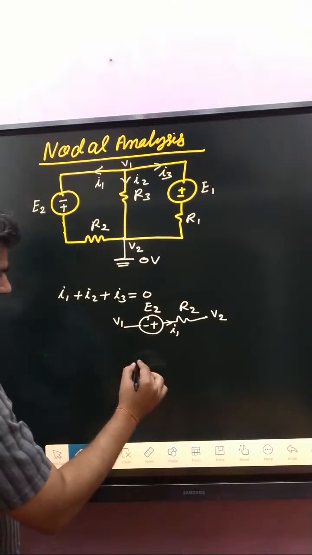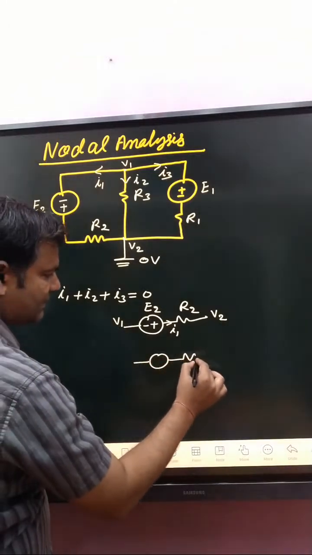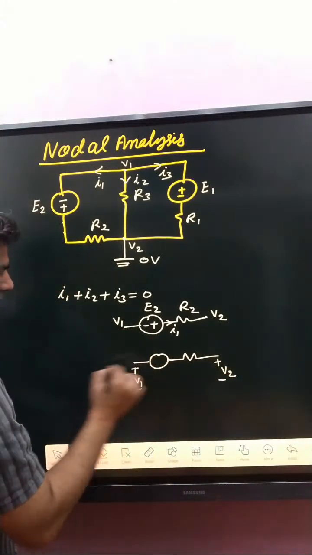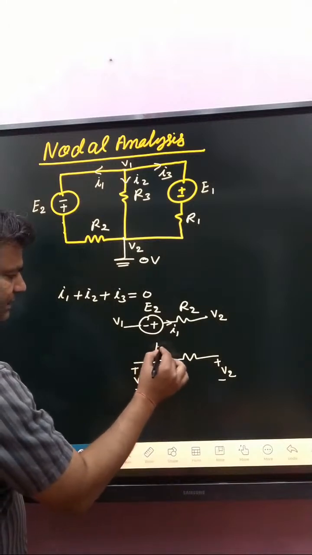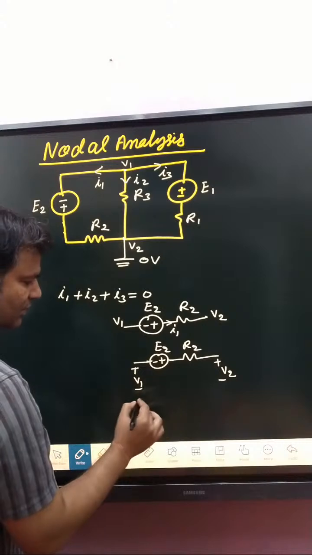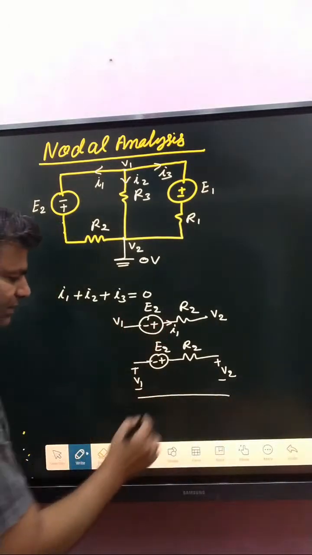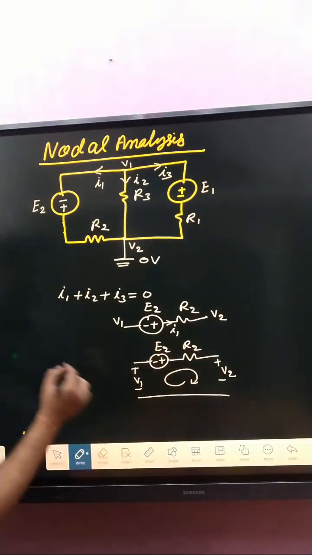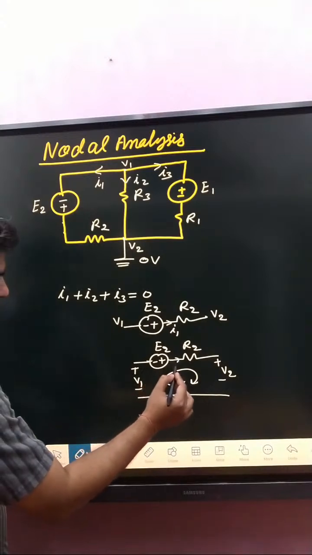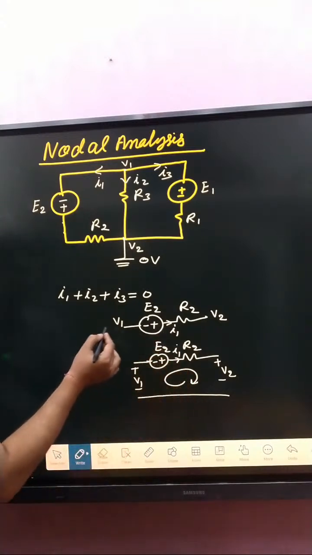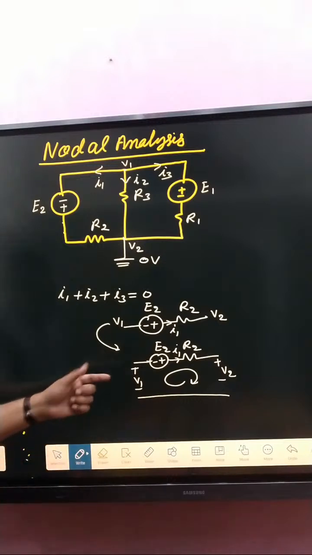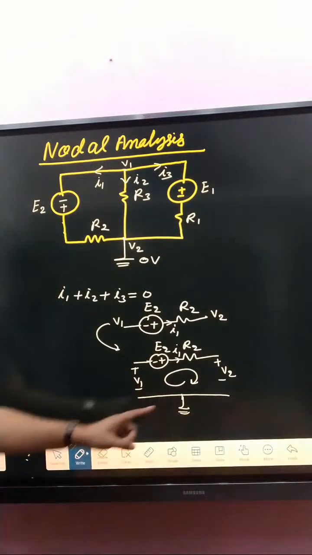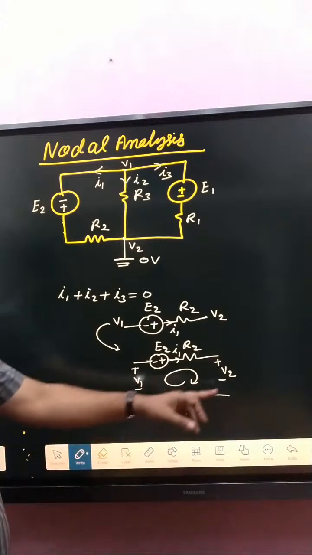What is the meaning of that? Basically, plus minus V2, here plus minus V1, here minus, here plus, and that is E2, and that is R2. Basically the circuit represents like this, and apply KVL in this loop. V1 means with respect to ground, that is V1, and here, that is V2.